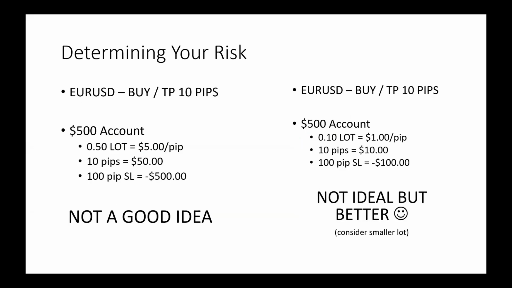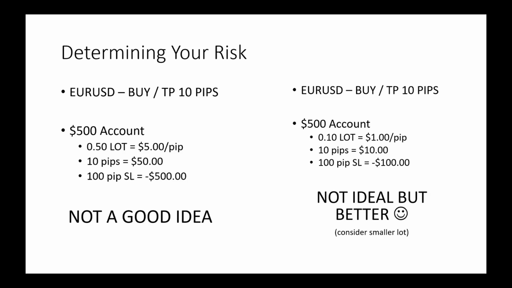So now, determining your risk. EUR USD buys for 10 pips. You have a $500 account. This is how I tell people to trade it. If you have a $500 account, don't trade it like it's a $500 account. Trade it like it's $250, or trade it like it's $150. That gives you a good cushion.